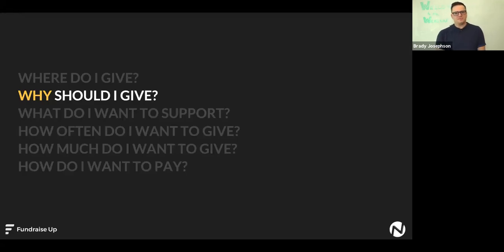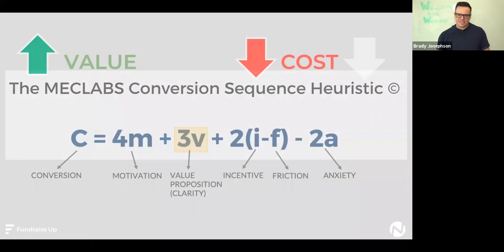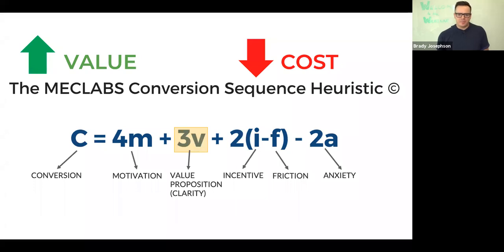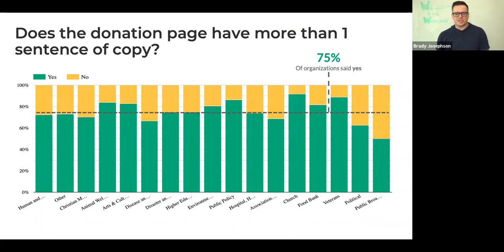And then why? We don't have nearly as much time today to get into why people give. But if you remember back to this giving equation that we talked about, the main thing on the value side is the value proposition, or how you answer this question: why should I give to you as opposed to another organization, or not at all? One of the ways you can do that is just by using copy or text on your donation page. So that's one of the questions that we had. We didn't ascribe positive or negative points because it's not technically a friction factor, but we know that this is something that drives donations.